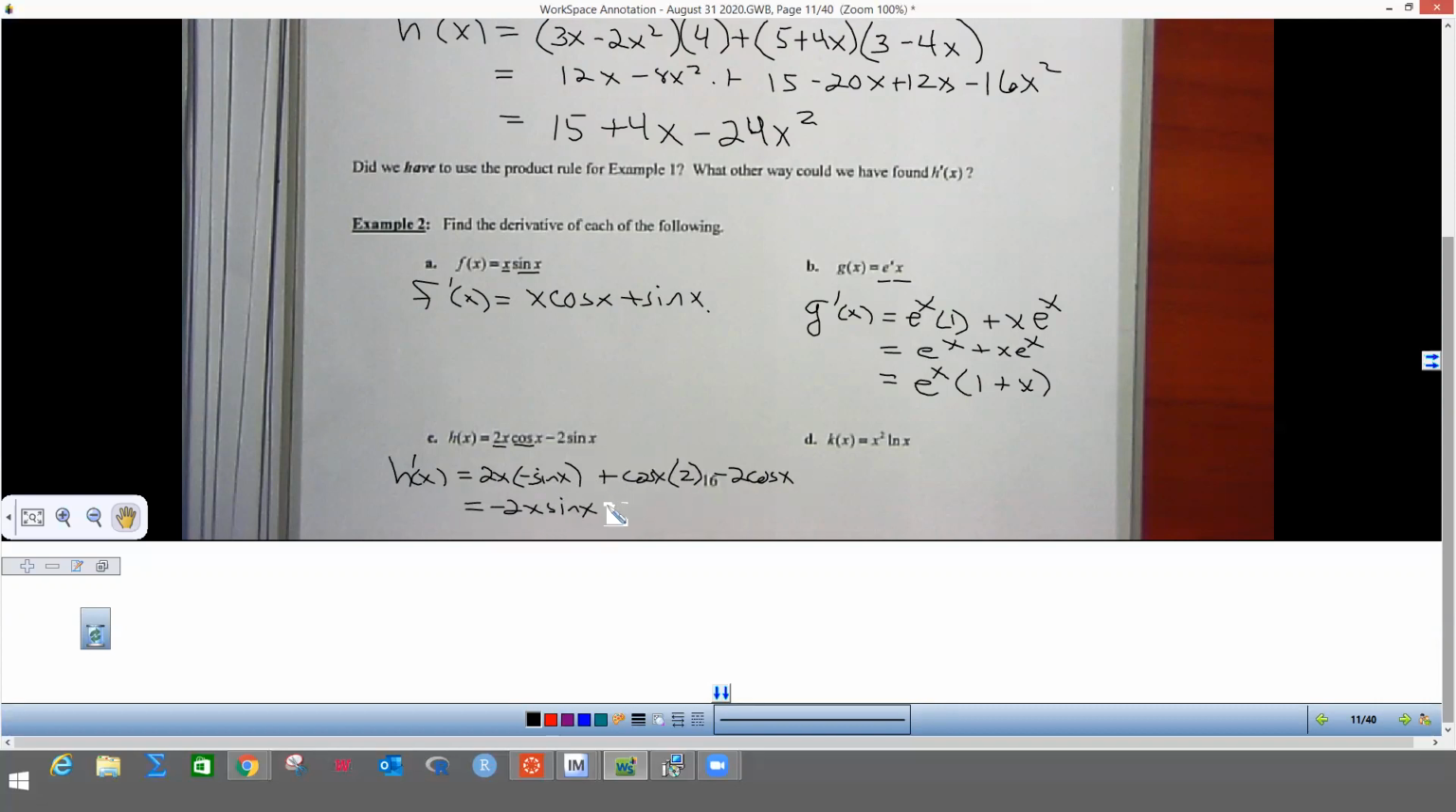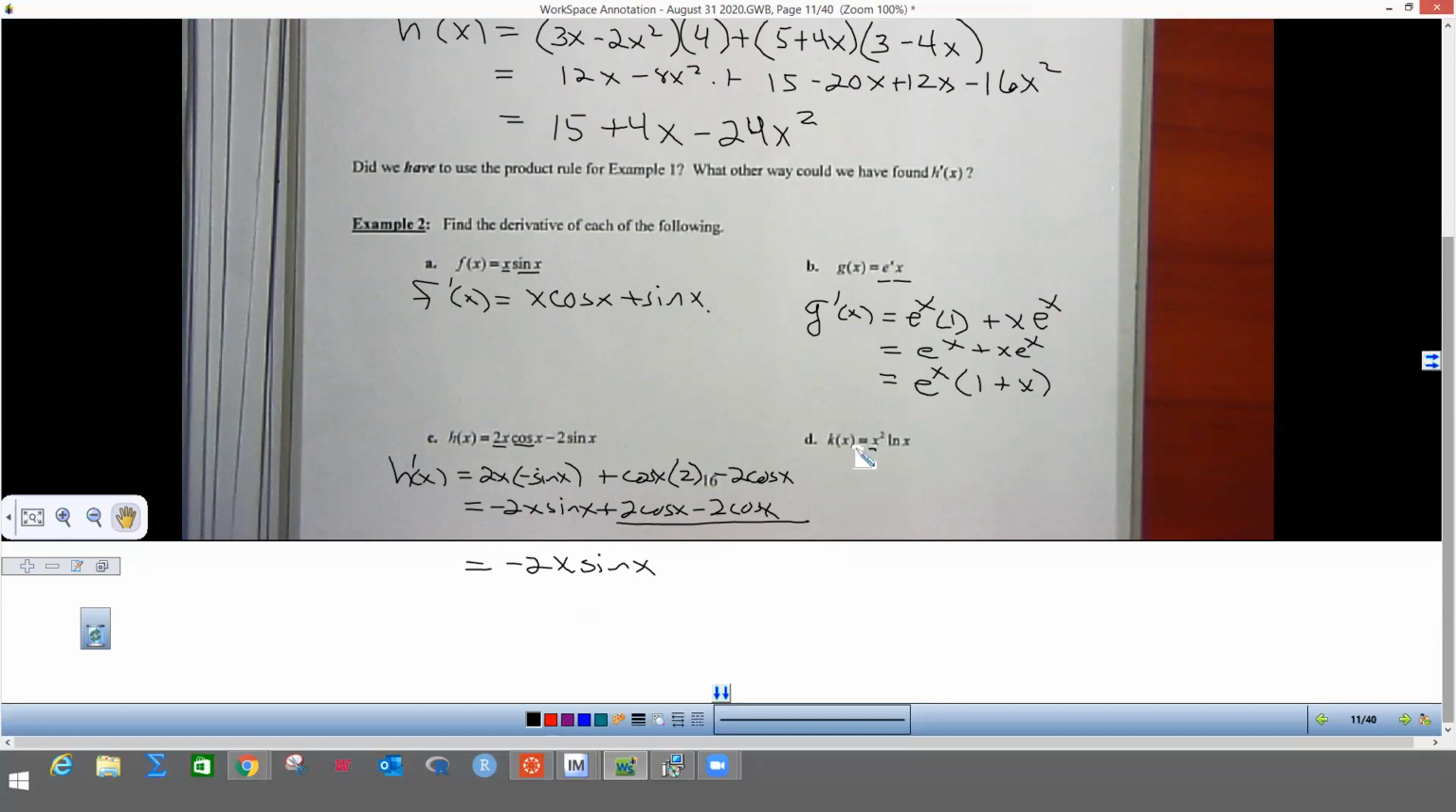And this becomes the coefficient of the cosine. So this is plus 2 cosine x and minus 2 cosine x. And I hope you see these two are like terms and they're going to cancel each other out. So this whole thing just becomes -2 sine x. Okay, over here we're going to use some other rules.